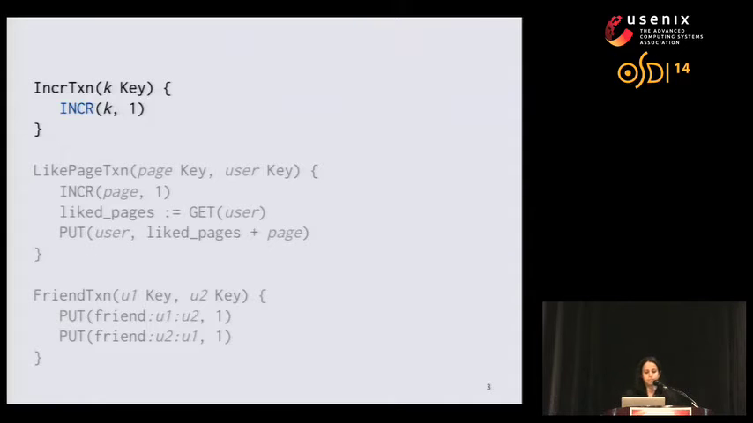Let's focus on the first transaction. So this is pretty simple. It's just incrementing a value for a key. An application might need to run millions of this transaction, for example, to update counters. Main memory multicore databases are very good at scaling transaction workloads when writes don't contend.